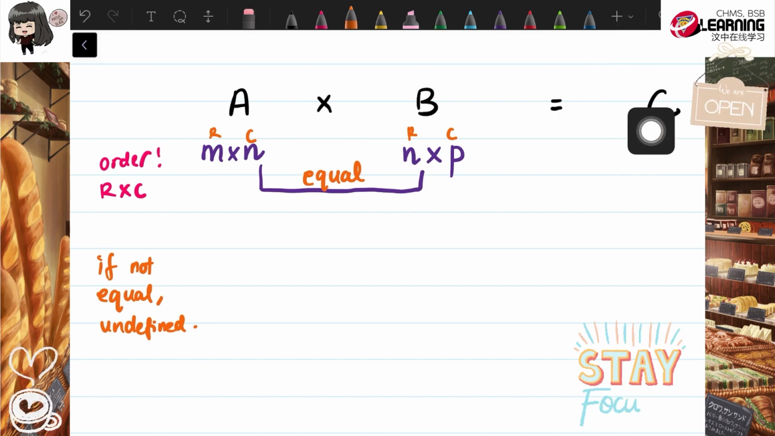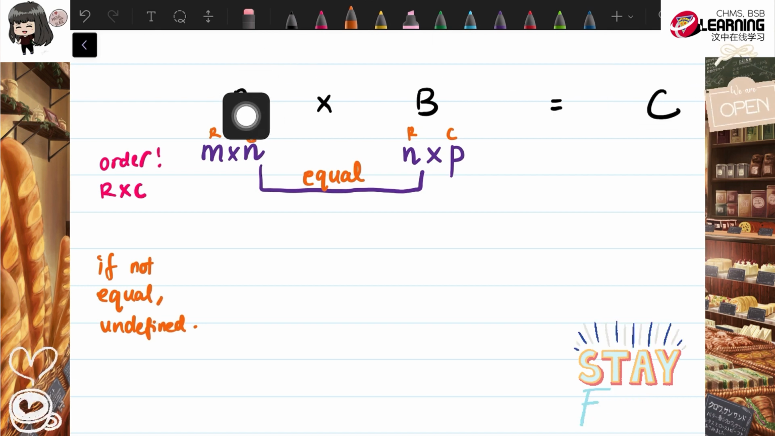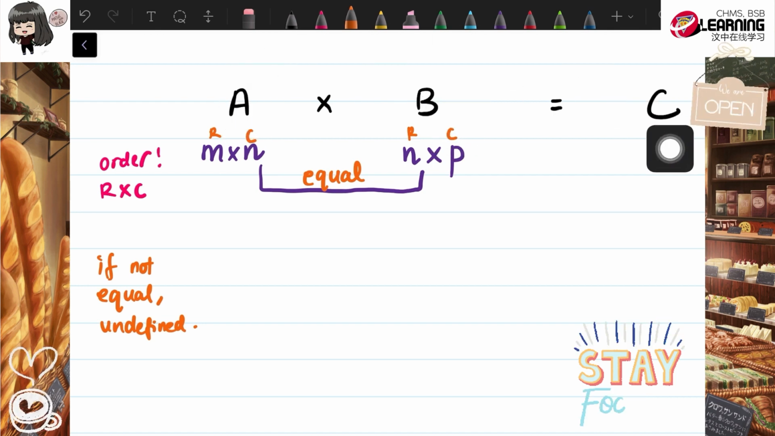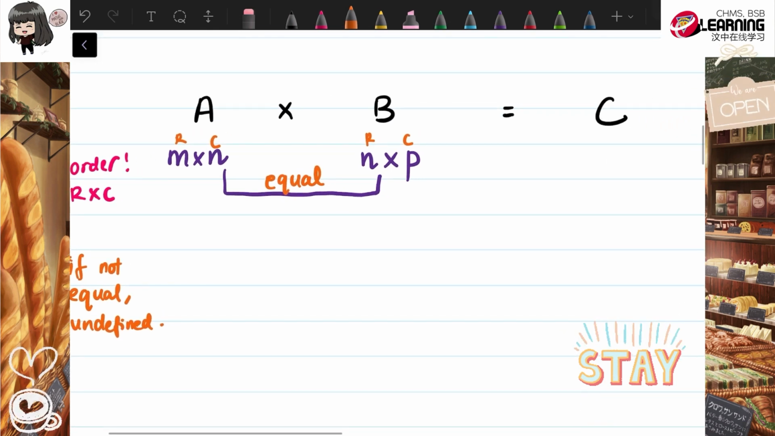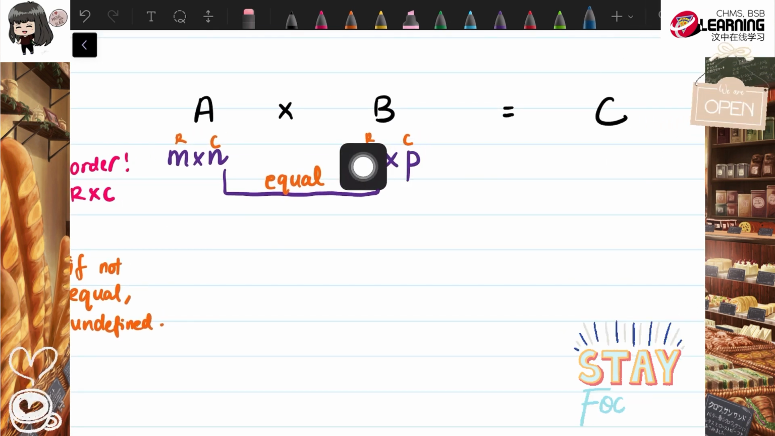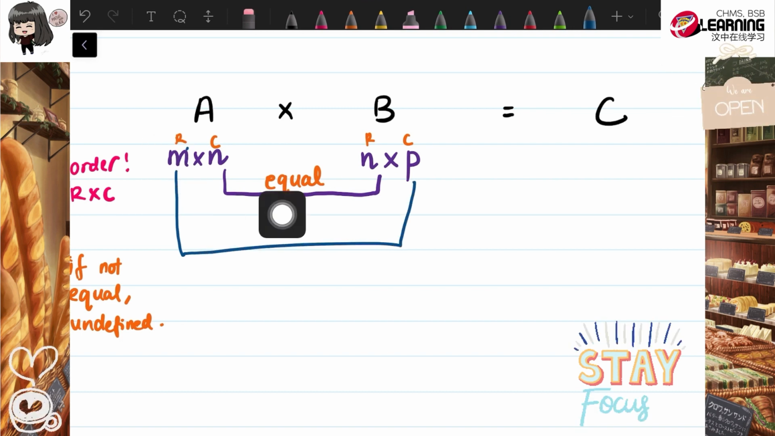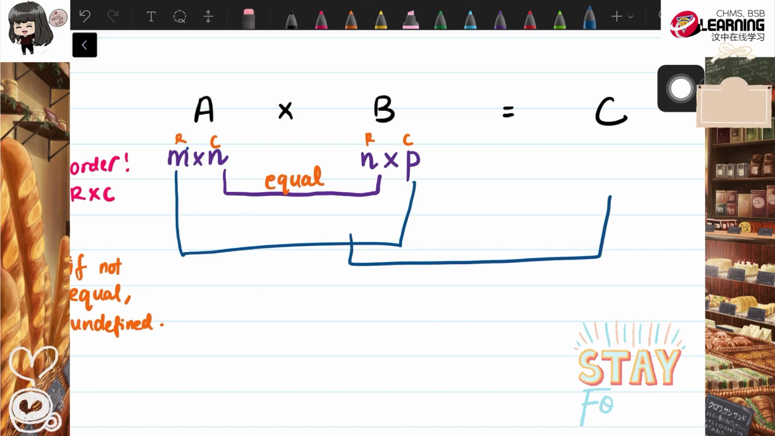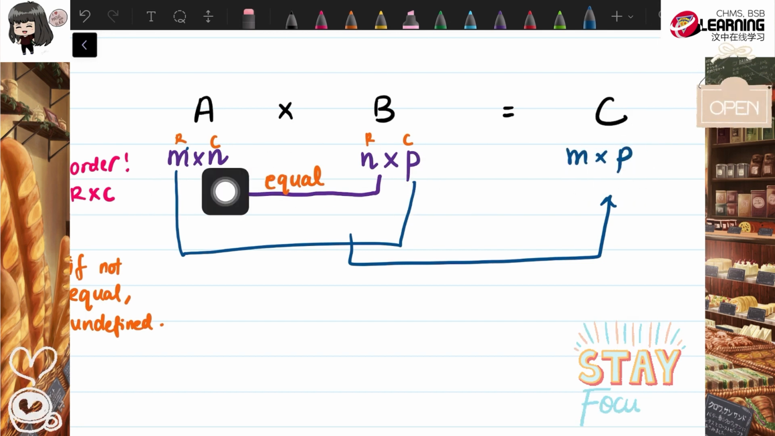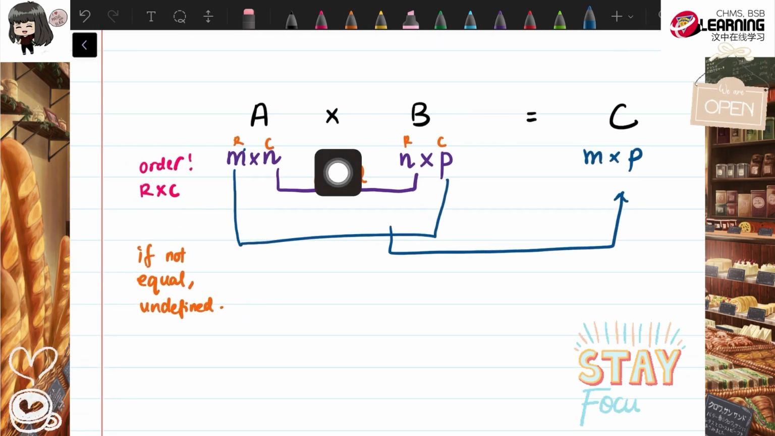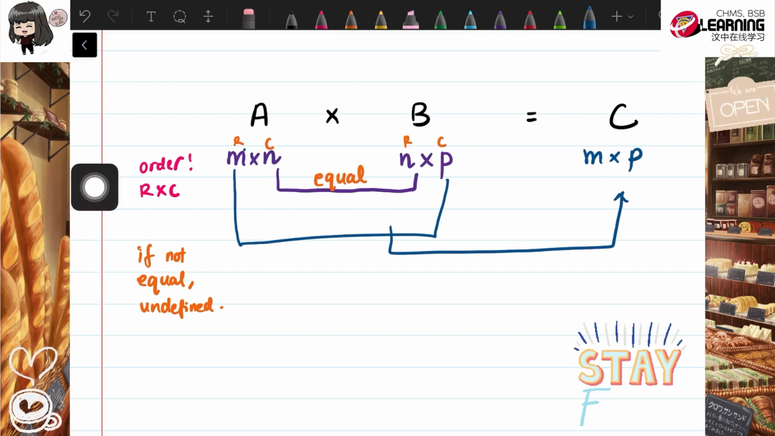If your matrix C is the product of matrix A times matrix B, the order of matrix C comes from the row of A and the column of B, which is this m and this p. So the order of your product C is m times p. So it depends on the row and column here as well. Please note this down. You must make sure that the column here and the row here are the same. Let's go to an example straight away.